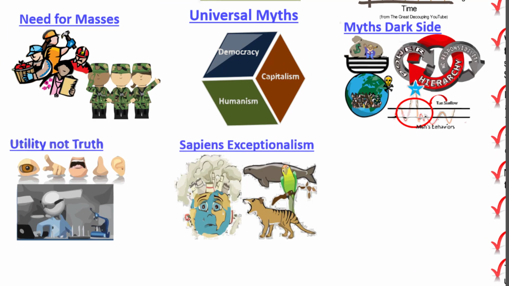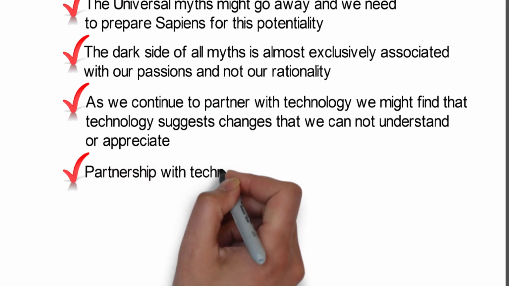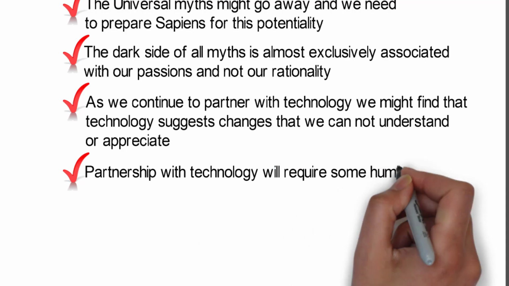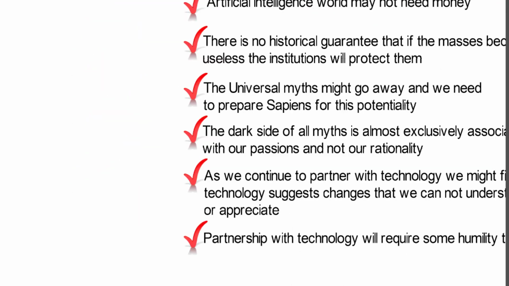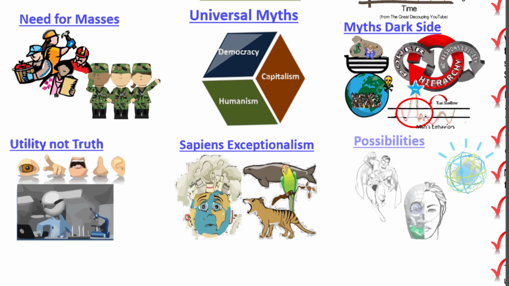The next thing he talks about is sapiens exceptionalism. The Industrial Revolution, along with the dominant monotheistic religions, have encouraged sapiens to ignore the planet, ignore other species on the planet, and even ignore some of their own peoples and treat them as their inferiors. The reason this is important is that partnerships with technology will require some humility to succeed. Otherwise, it'll start treating us that way.